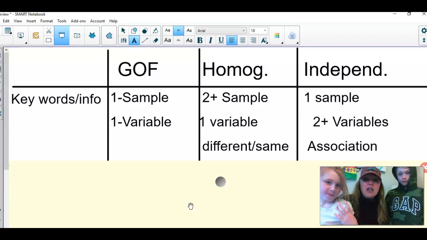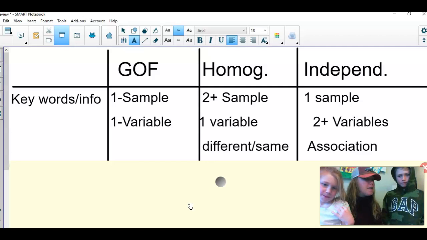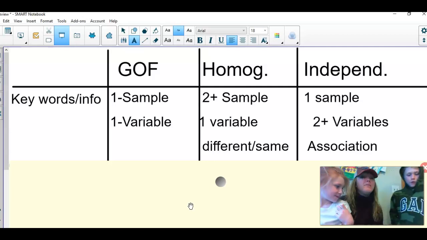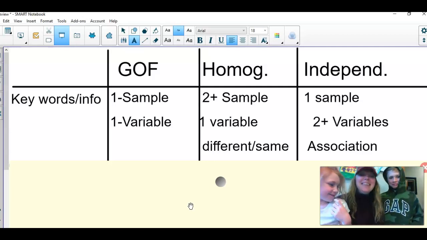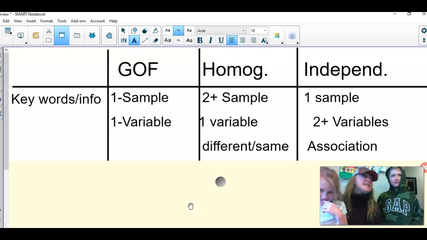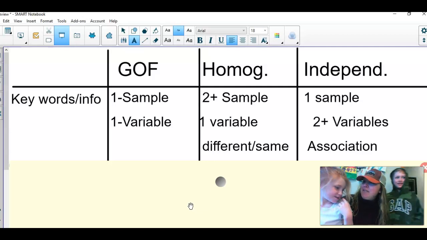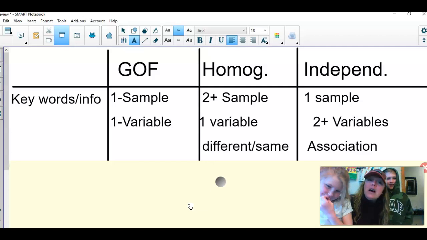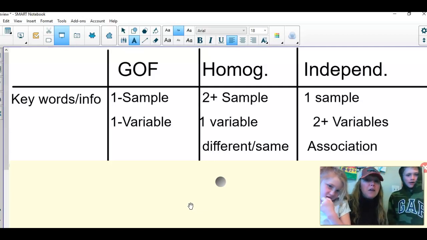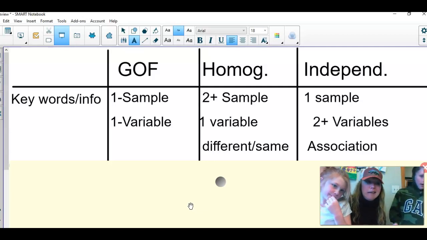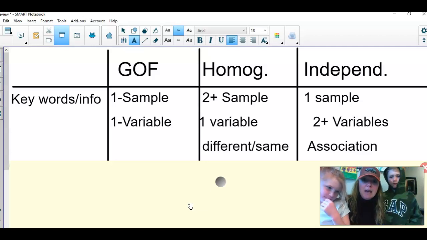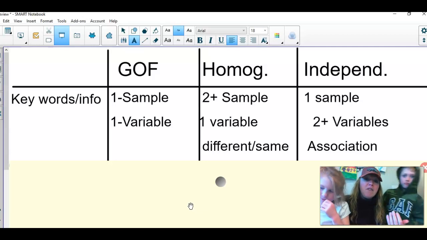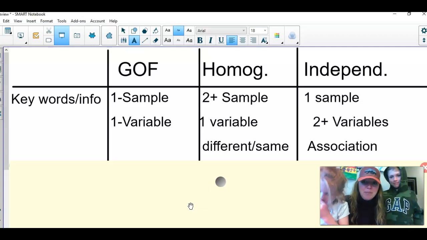Then we move on to homogeneity. So homogeneity is how many samples, Anders? 2. You're right, Anders. It's okay to make mistakes. Mom's mistake. And then, Annika, how many variables are there? 1. So, for example, you could look at the distributions of AP scores for different years. So you could look at my year of 2007, and then I taught 2008 and 2009. So that's 3 samples. And then the distribution would be the variable of AP scores.